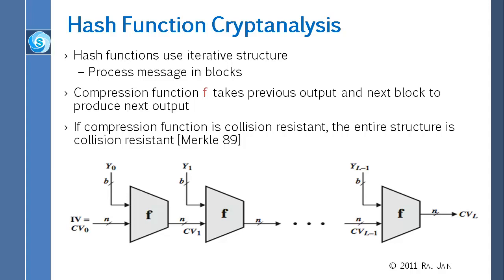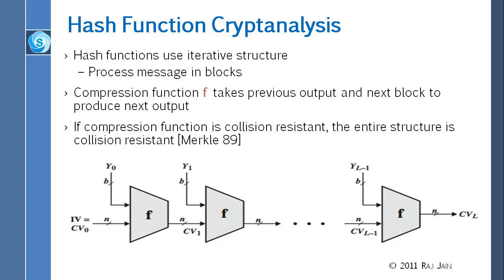Remember DES, 16 rounds. We do the same thing 16 times and it becomes so difficult to break it. So same thing with hash functions. They use many rounds. Each round is very simple. You take two values and create a third value. Take two values, create a third value.